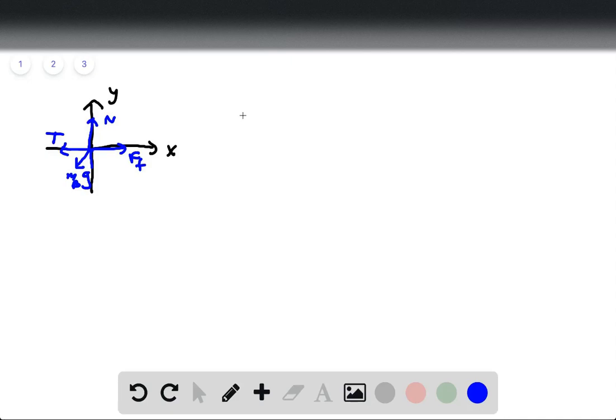So we have no motion in the y direction. And the angle here is just like in our other diagram. This is theta. And the y component will be picked out by the cosine.